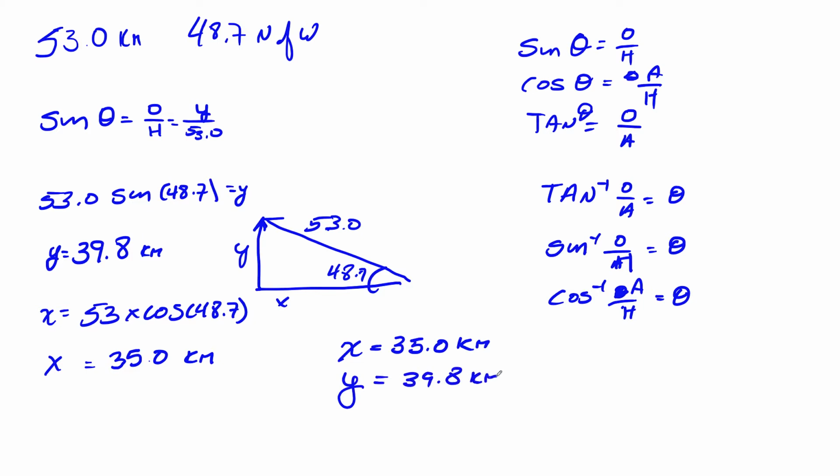And together, they'll give me a resultant of 53.0 kilometers at an angle of 48.7 degrees north of west. And this is how you solve this type of problem. So basically, I'm looking for the answers to be something like what's to the left of here. This is how I want you to solve this. This is what I'm looking for on the test.